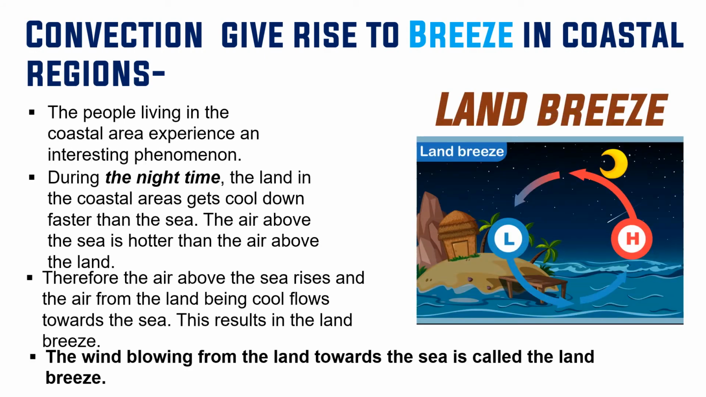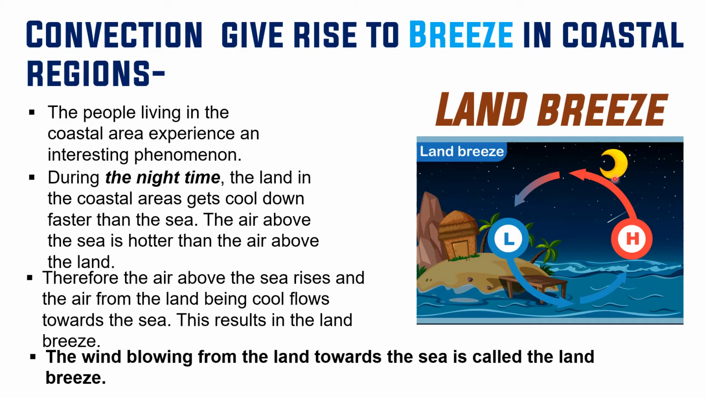Convection gives rise to breeze in coastal regions. Sea breeze we already learned, and today, land breeze. The people living in the coastal area experience an interesting phenomenon, like sea breeze, land breeze also. During the night time, the land in the coastal areas gets cooled down faster than the sea. So in the picture you can see this is the night time. You can see the moon here.